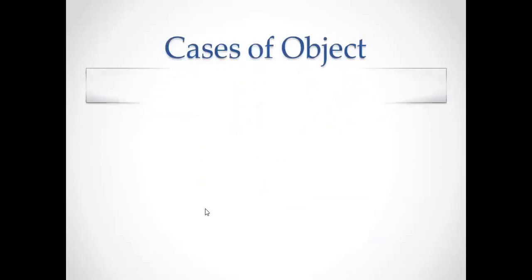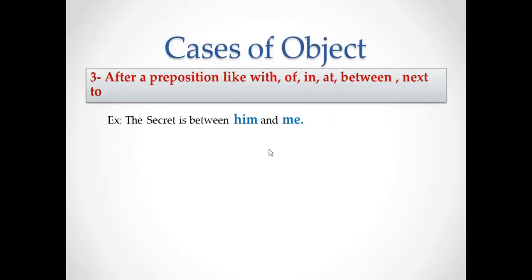Cases of object. This completion is after a prepositional phrase, like with, of, in, at, between, next to, all the prepositions that you know. The secret is between him and me. The preposition is between, and him and me is called the object of preposition.